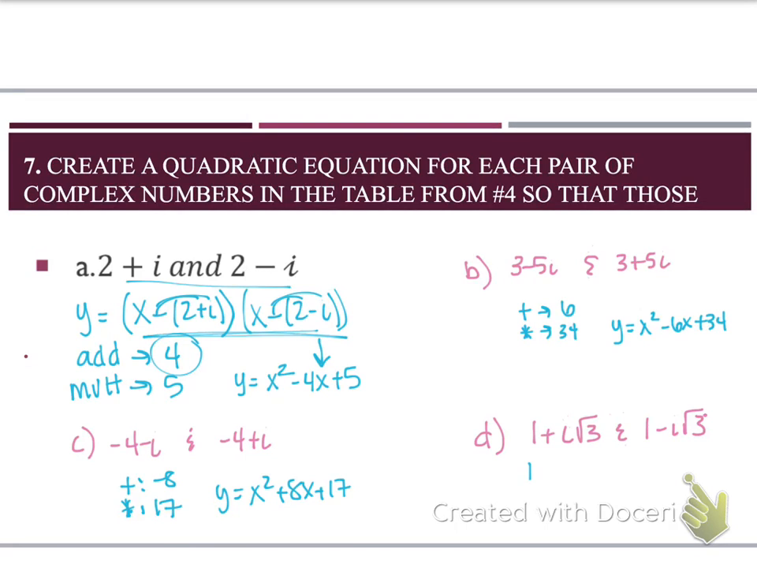My next one here, my add, my multiply. I added, I get 2. Multiplied, I get 4. So y equals x squared minus 2x plus 4. You got to make sure you flip that center one. If you use the quadratic formula, you would get those imaginary roots.